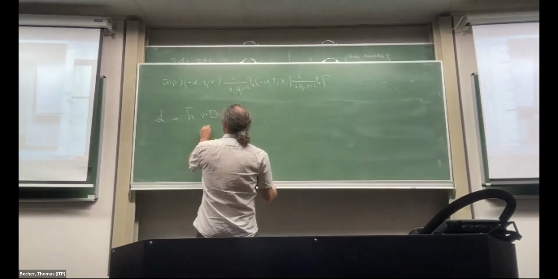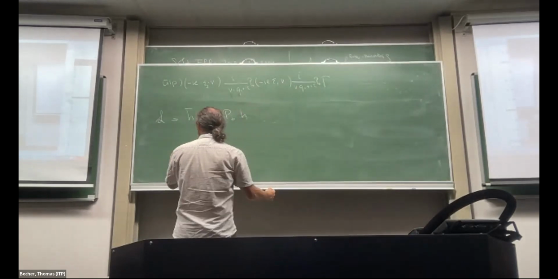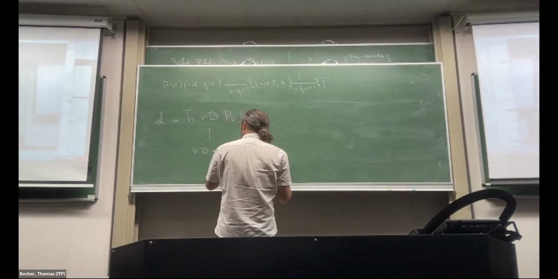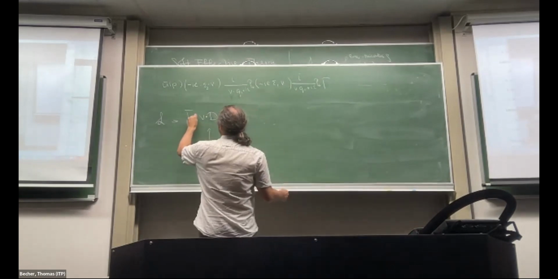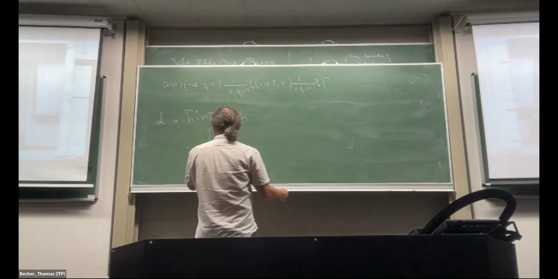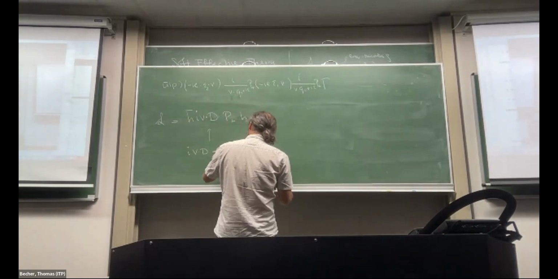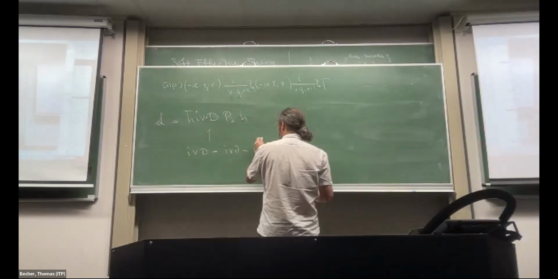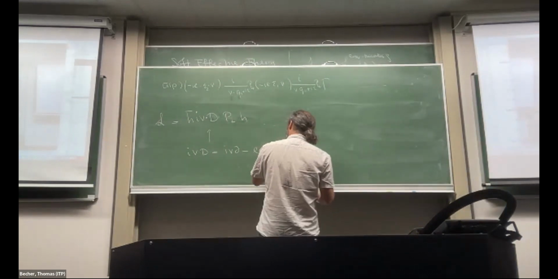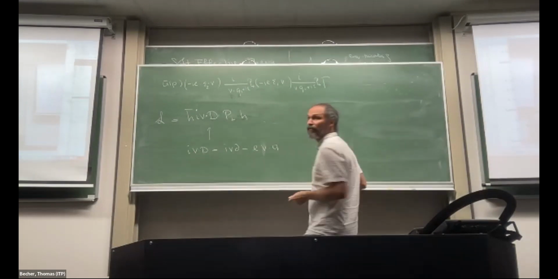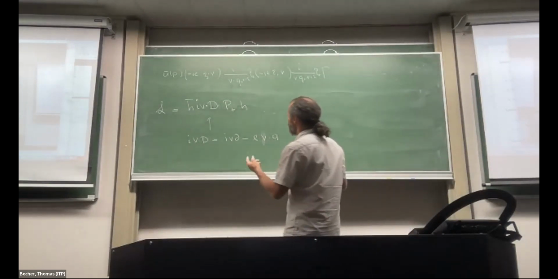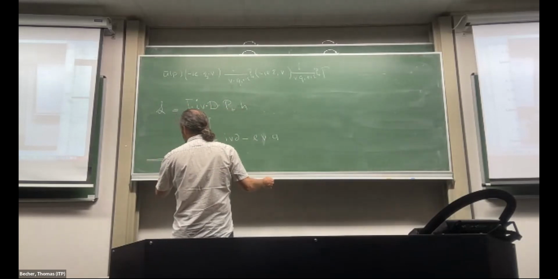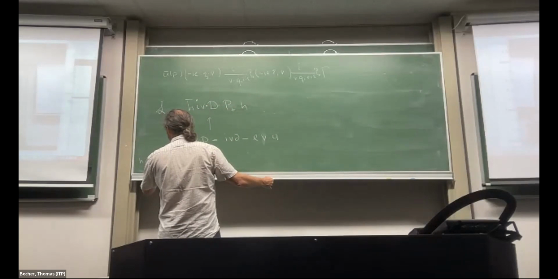So if we write this out, then this v dot D, with the i, is i v dot D minus e times v dot A. And now if you want the vertex for this, take some double line is my H, and now I need the photon.